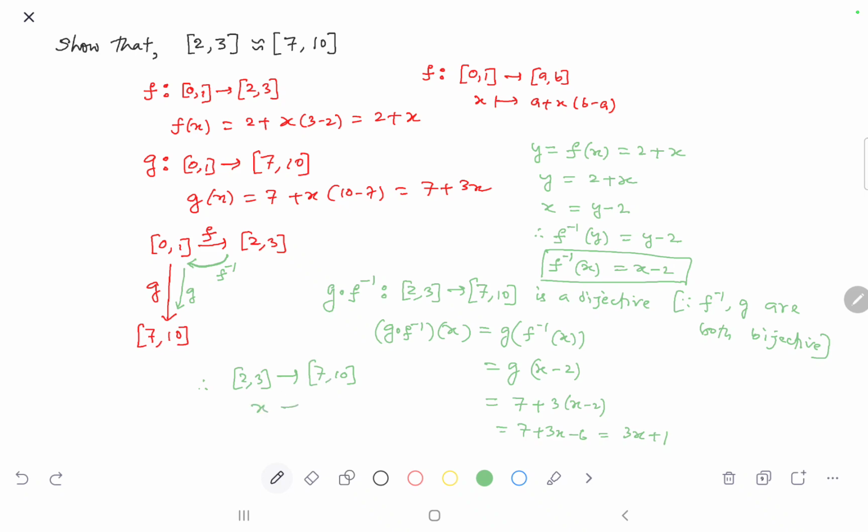X goes to 3x plus 1. And we got it using this fundamental concept. If you check, you can see that 2 goes to 7 and 3 goes to 10 by this map. Did you get the idea?